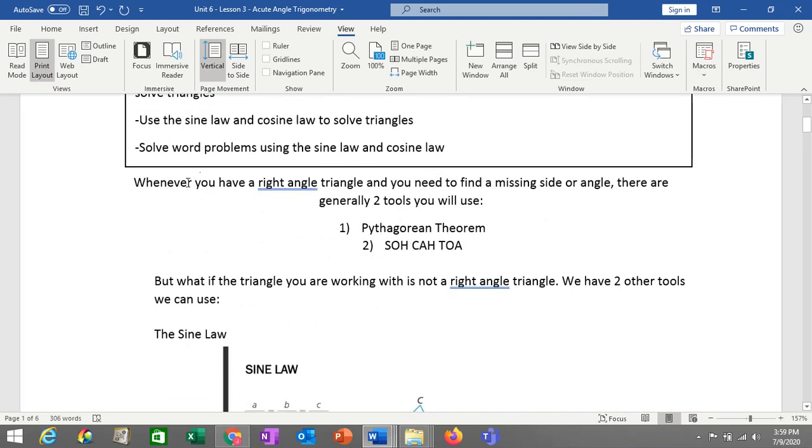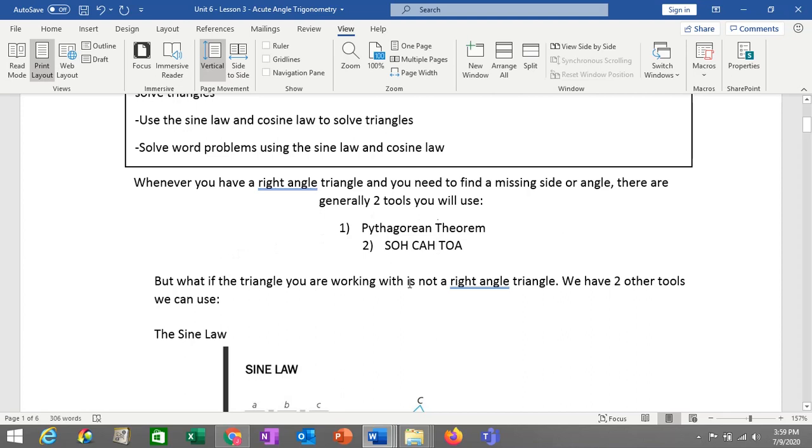First thing to know, whenever you have a right angle triangle, to find a missing side or angle, there are generally two tools that you're going to use. So this should be stuff that you already know. If you have two sides in a right angle triangle, you can get the third side using the Pythagorean theorem. If you have a side and an angle, then you can get another side using SOHCAHTOA. If you got a couple sides, you can get an angle using SOHCAHTOA as well.